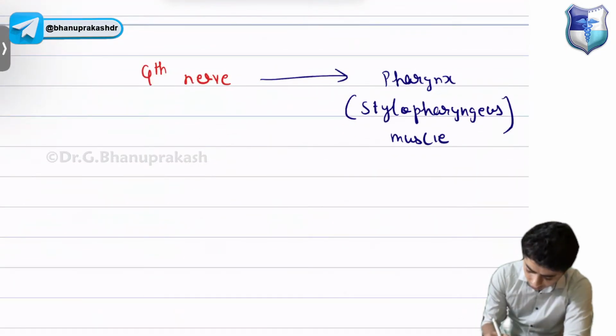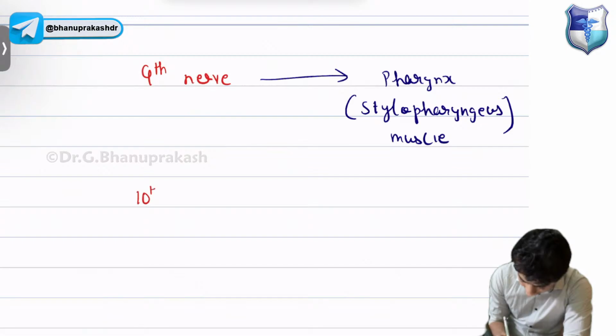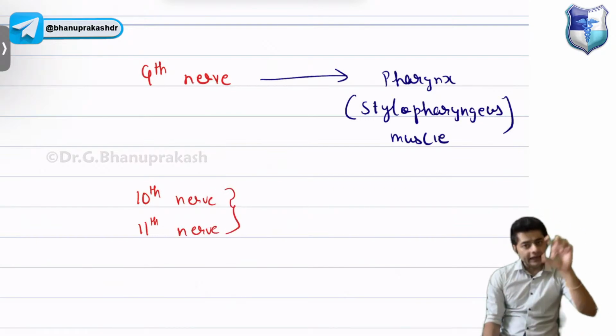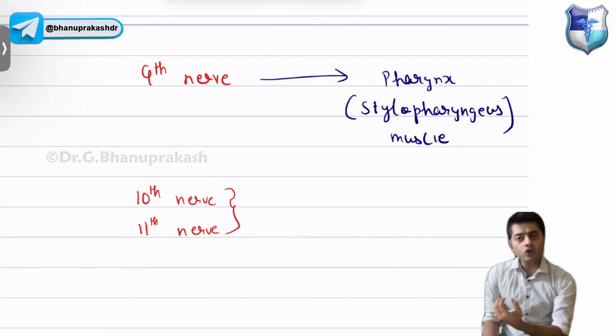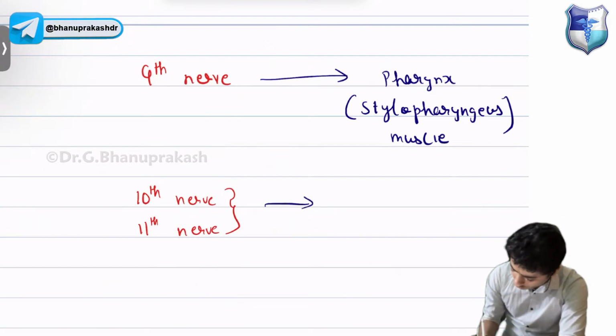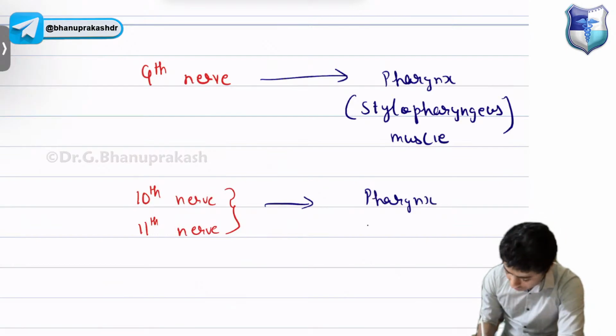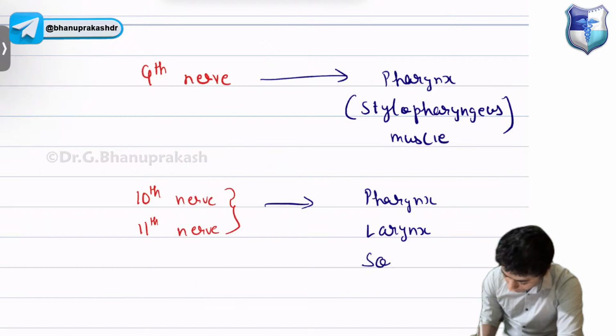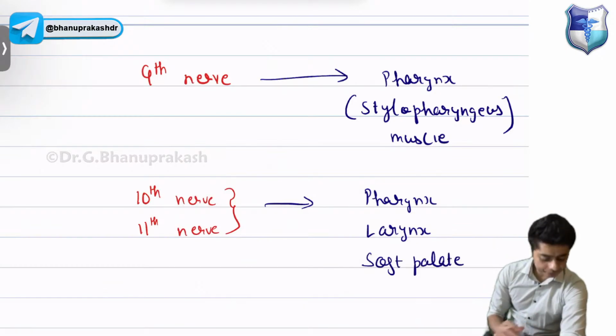Then comes your 10th and 11th nerve. In their due course, they both combine and they innervate your pharynx, your larynx, and your soft palate.